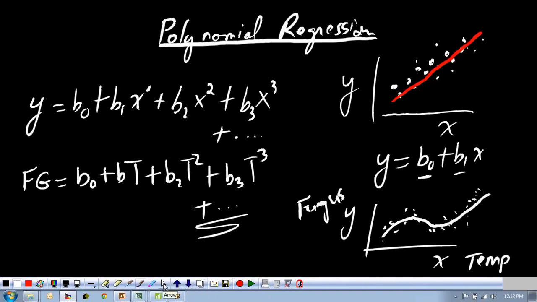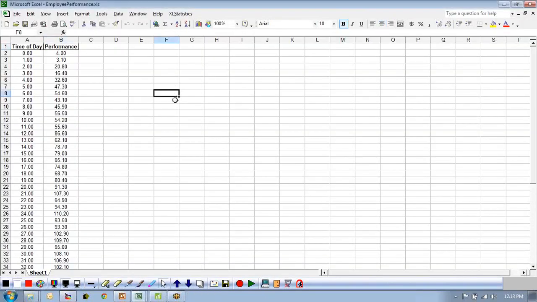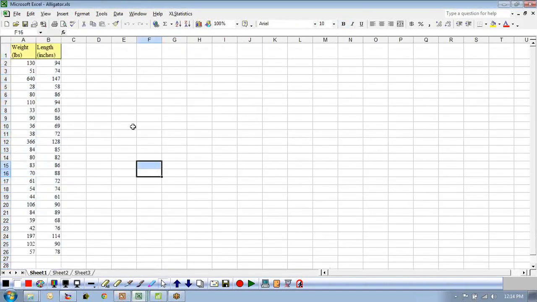Let's look at a few examples. The first example I want to give is one that's actually in our binder. It's on alligators. Let's see if I can get that open. Here it is, right here. So let's write up our box.